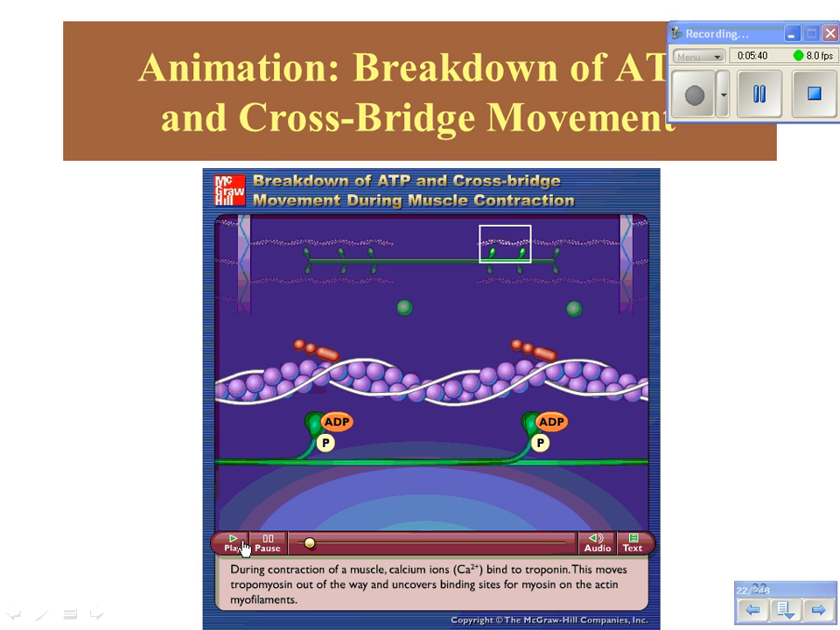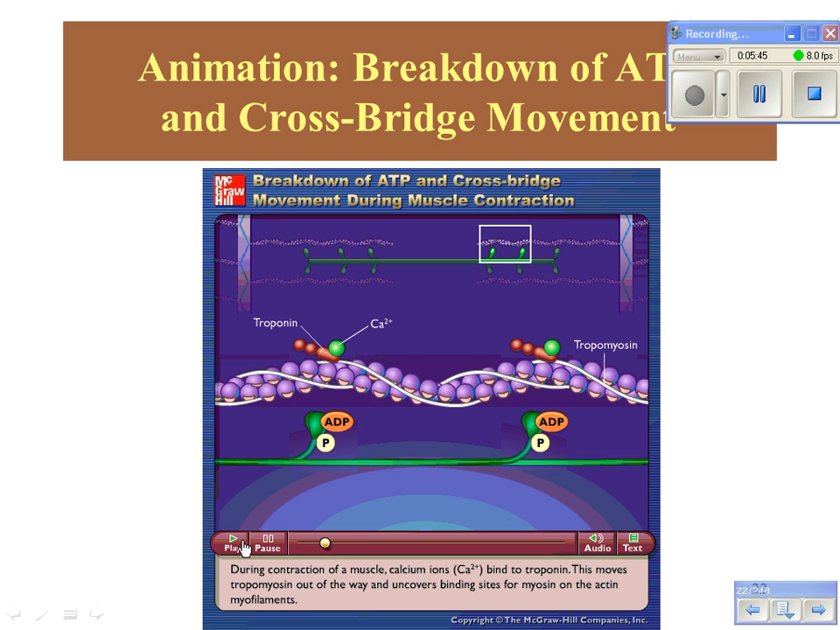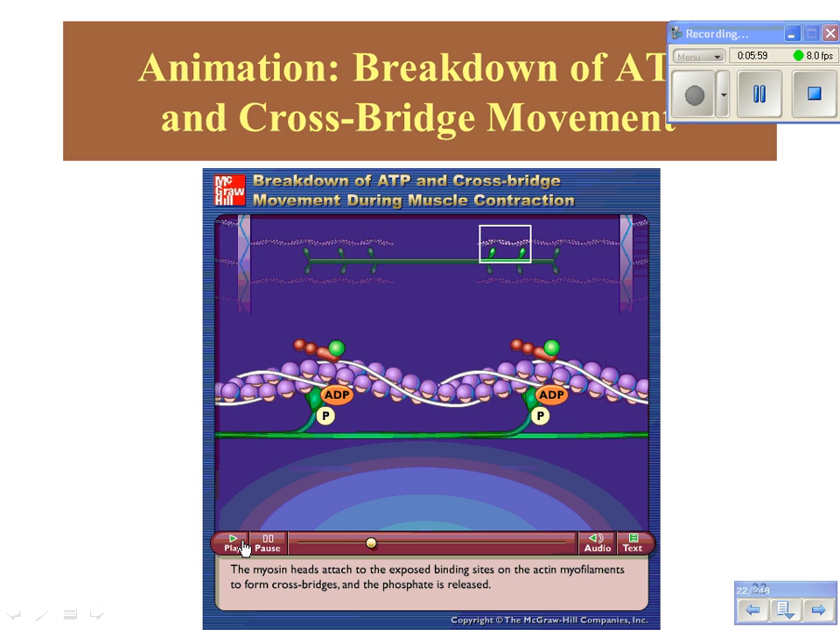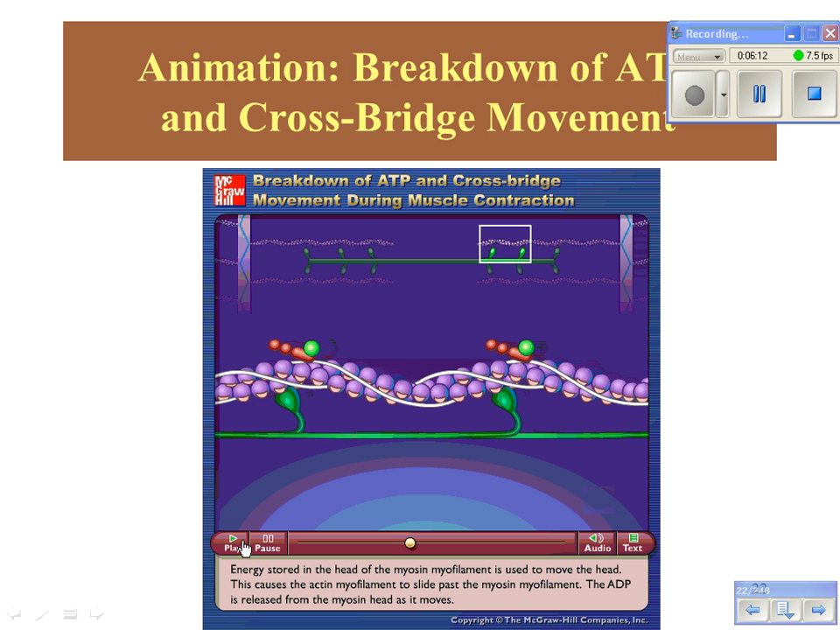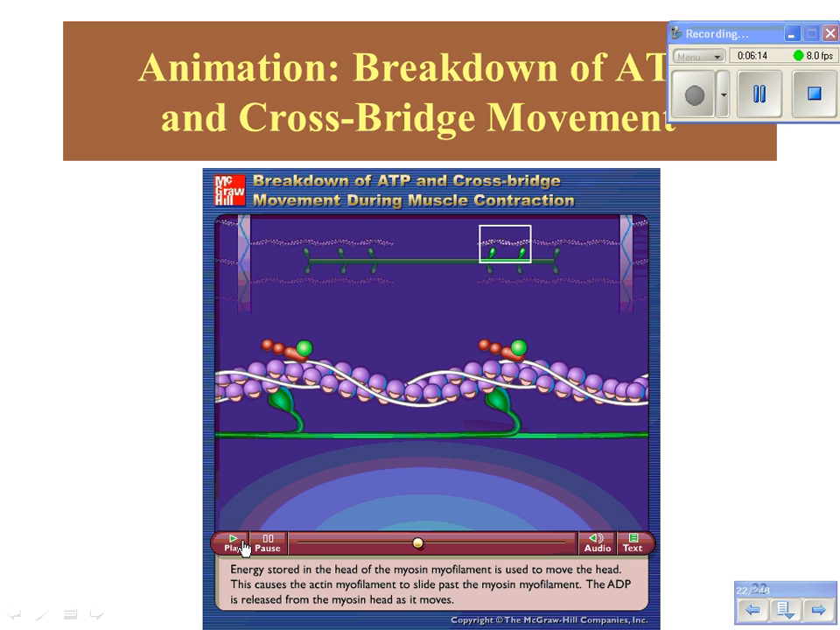During contraction of a muscle, calcium ions bind to troponin. This moves tropomyosin out of the way and uncovers binding sites for myosin on the actin myofilaments. ADP and phosphate are attached to the myosin head from the previous cycle of movement. The myosin heads attach to the exposed binding sites on the actin myofilaments to form cross bridges, and the phosphate is released. Energy stored in the head of the myosin myofilament is used to move the head. This causes the actin myofilament to slide past the myosin myofilament.